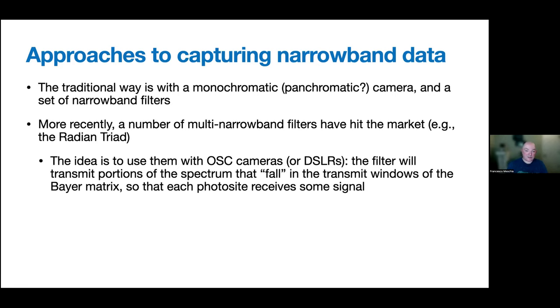But more recently, there's been an alternative. A number of multi-narrowband filters have hit the market. I believe that one of the first ones, primarily the most famous, was the Radian Triad. These are filters that transmit multiple narrow windows of the spectrum. And the idea is to use them with one-shot color cameras or even DSLRs. The filter is designed so that the windows that will be transmitted are somewhat compatible with the transmit windows of the Bayer matrix, so that you're going to get some signal in the red pixels, in the green pixels, and in the blue pixels.